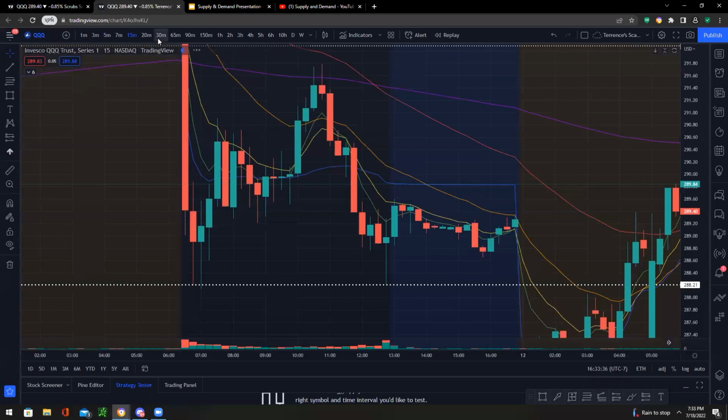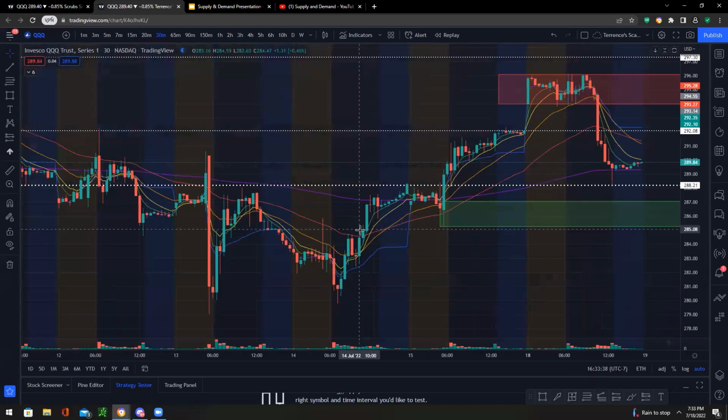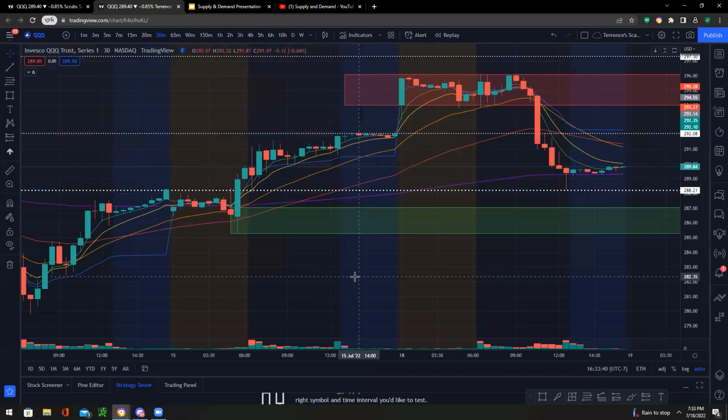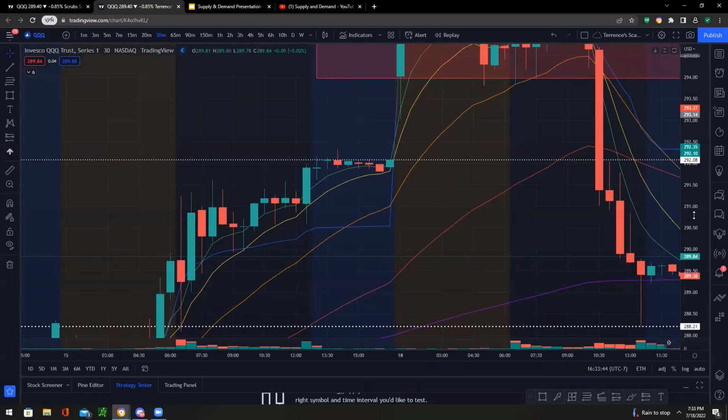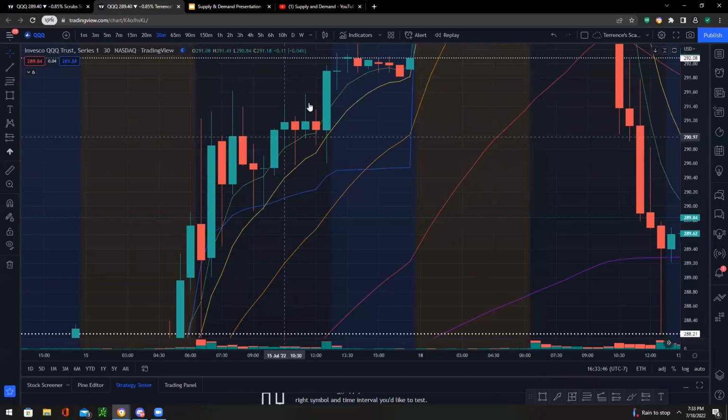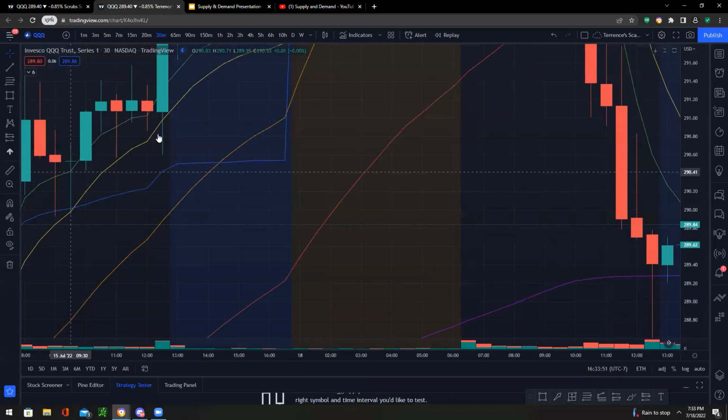So let's say we find something maybe on the 30-minute real quick on an intraday basis. Right here, here's one that's recent right there. So we get the rally up, we get the consolidation, we get the rally up. So this is a rally base rally.